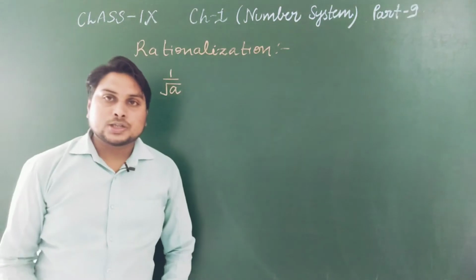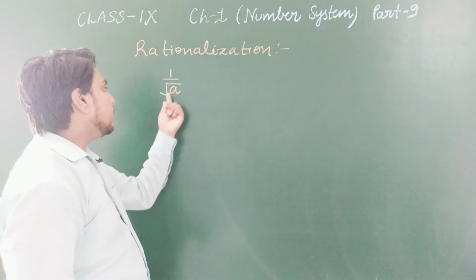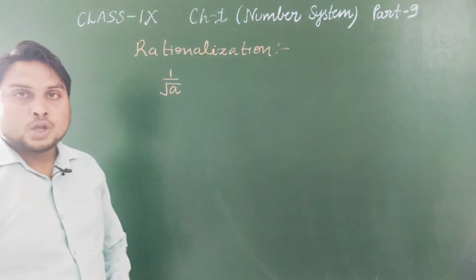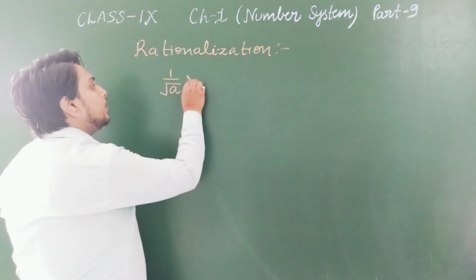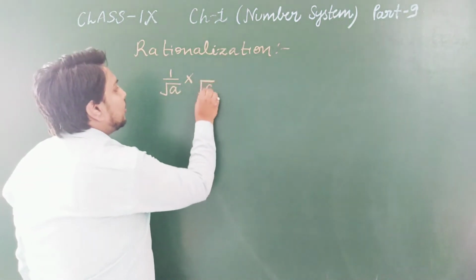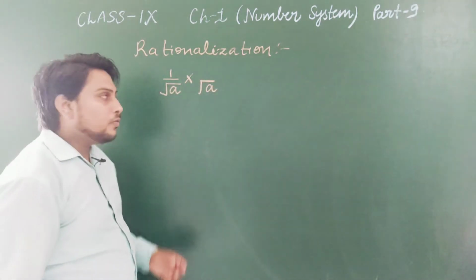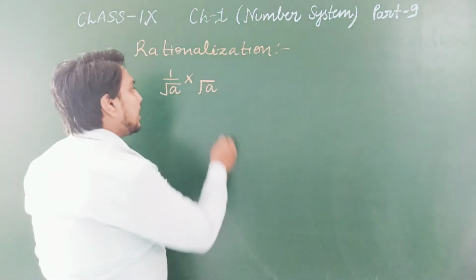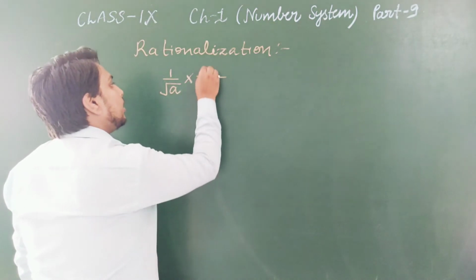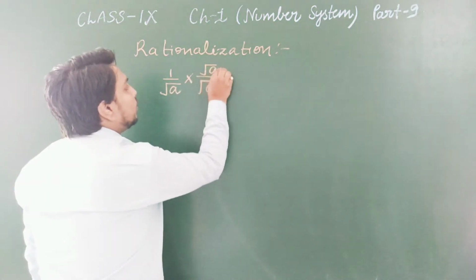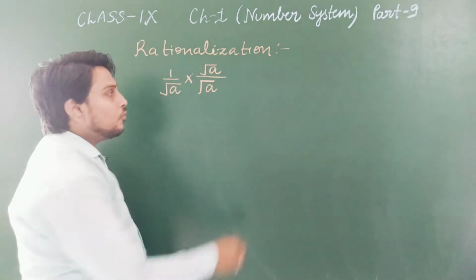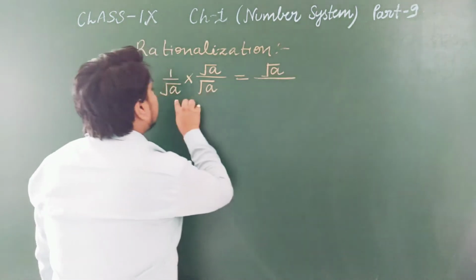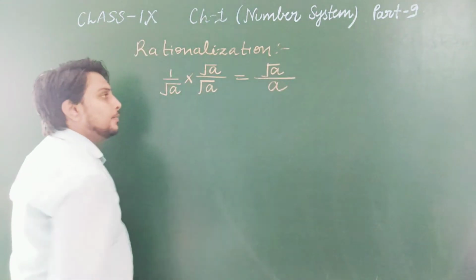and if we want to rationalize, how can we remove the irrational number, how can we remove this square root from the denominator? If we multiply by the same number in the denominator, then we know very well that under root a times under root a will be equal to a. And if we multiply in the denominator, we will multiply in the numerator also. Then it will be under root a upon under root a into under root a, that is a.